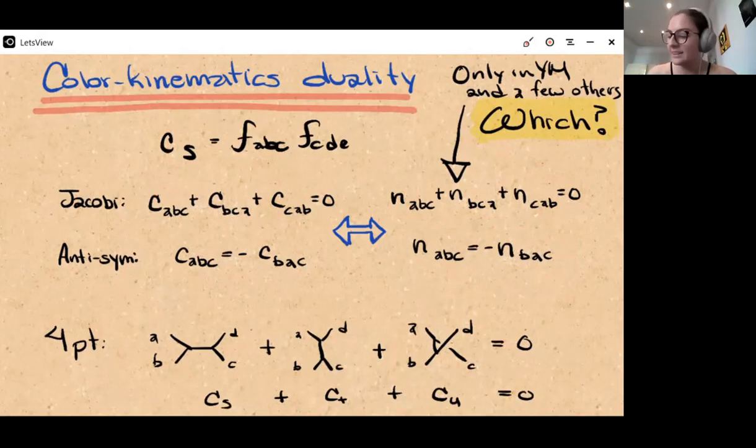And this is for Yang-Mills, and it's very special. Not any theory can satisfy that. So another big question in the community is which theories can satisfy this? And this is still an active research area because there are many, and they satisfy it in different and non-trivial ways.